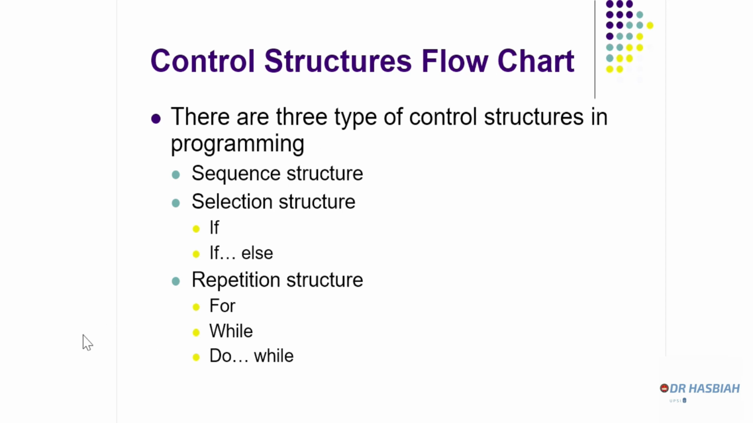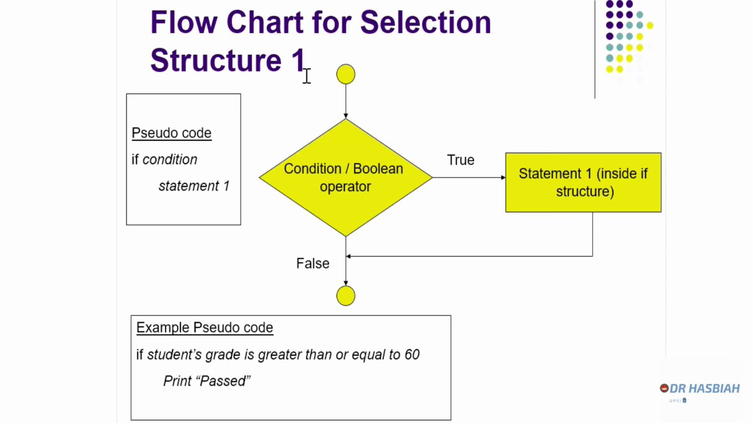But now we want to see the flowchart for the selection and repetition structure. So this is the flowchart for the selection structure. Let's say this is the connector that we have just now. You connect from another page, for example, connector, and then the condition here. We have to choose, is this condition true? If true, we perform this statement. Else, we exit from this flowchart, this control structure.